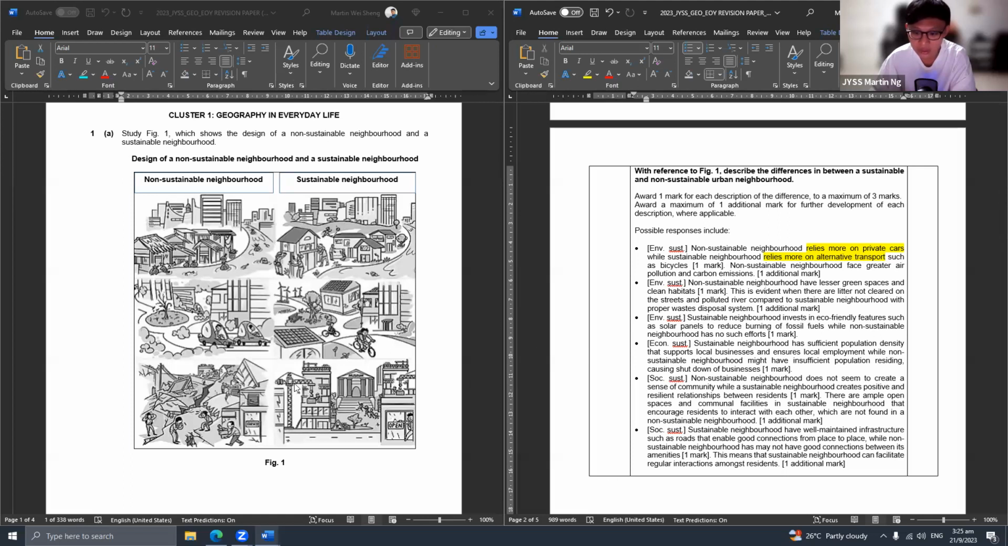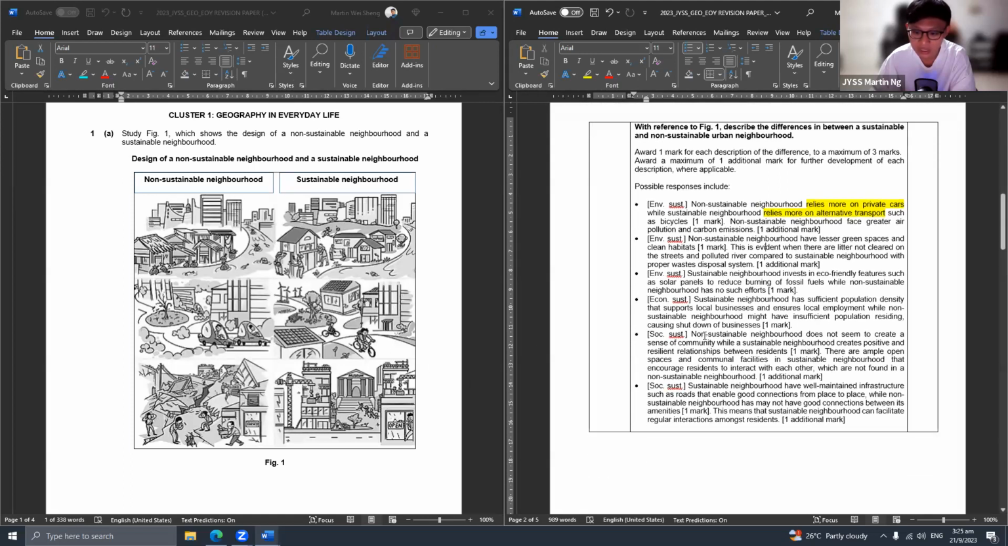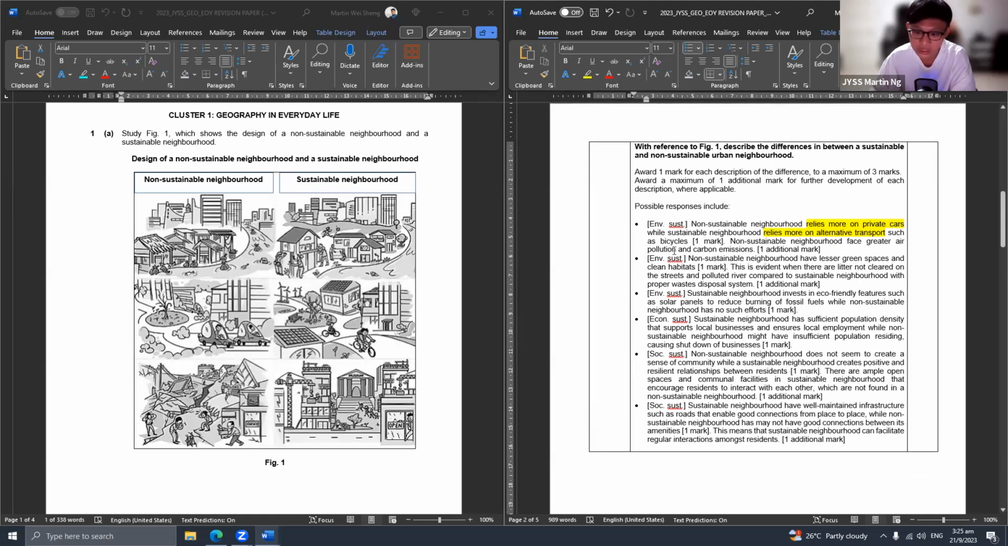So when we look at what are some of the other possible answers, because we need a total of 3 answers, we can also talk about the amount of green spaces. So non-sustainable neighborhood has lesser green spaces, while sustainable neighborhood has more green spaces, right?